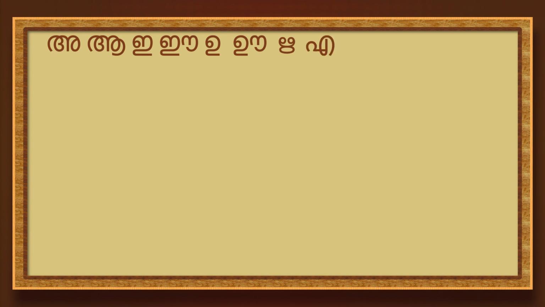The vowel letters are A, Aa, I, Ii, U, Uu, Ru, E, Ee, Ai, O, Oo, Au, Aha.